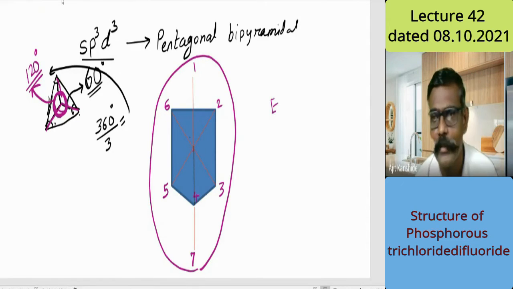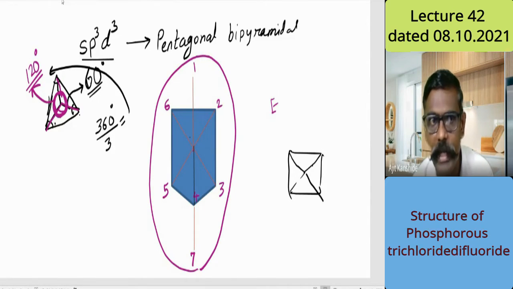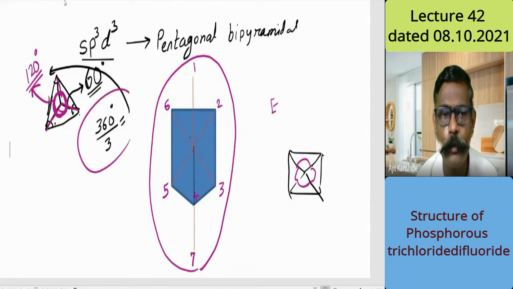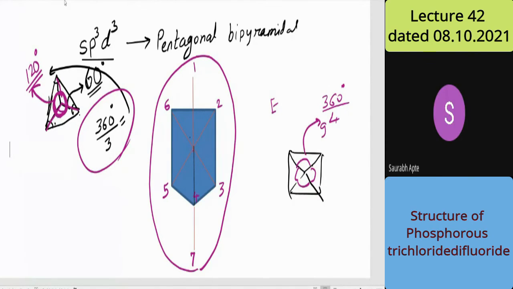If I consider a square, the center of the square and lines joining all vertices, then what is this angle? Apply the formula: 360 degree divided by 4. So what should be the answer? This angle is 90 degree.